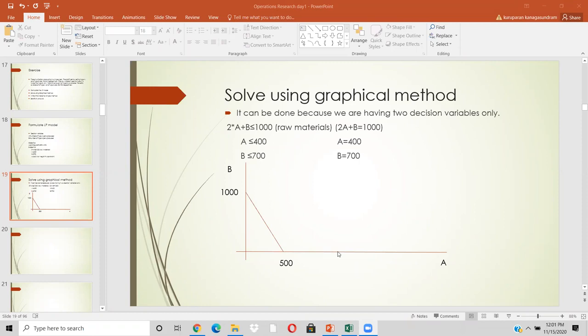Under that line means the left hand side of the line. This is the value here, b is equal to 0 and a is 500. In this side, what will be the value? To find which side the feasible region belongs.